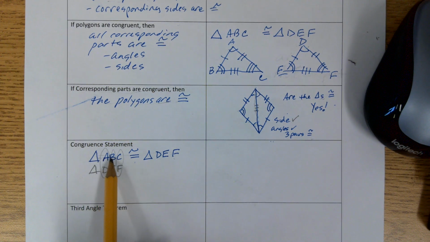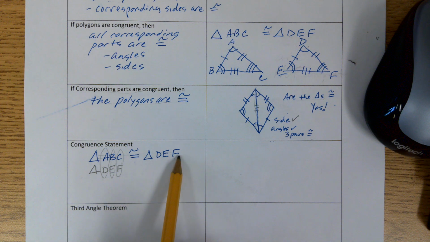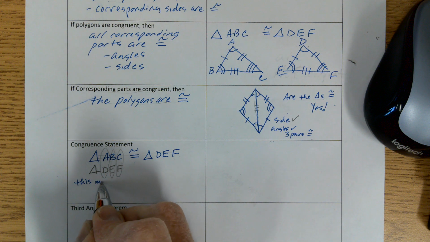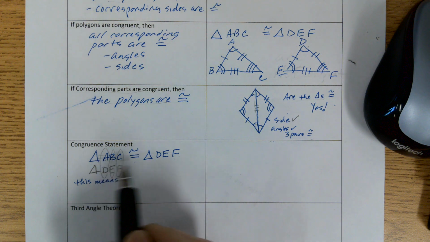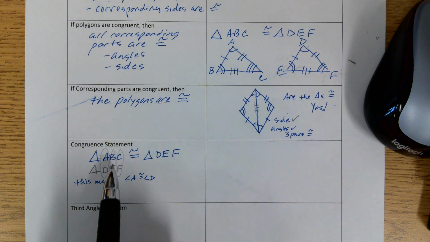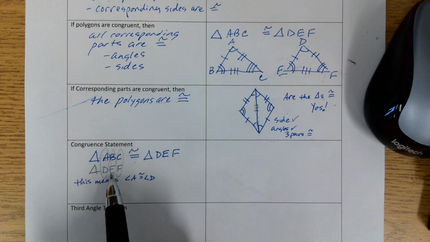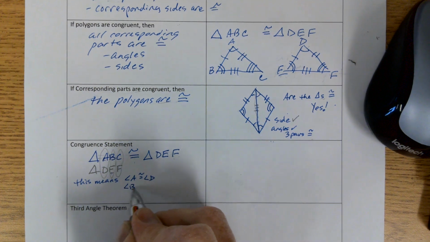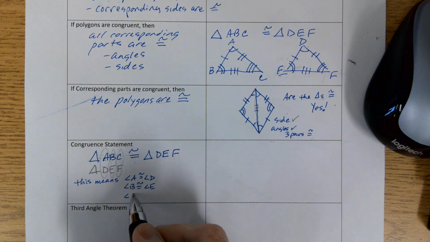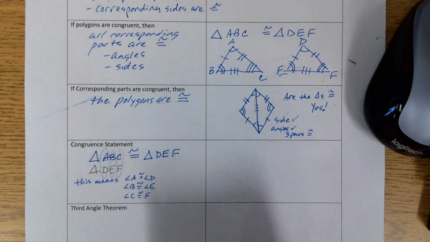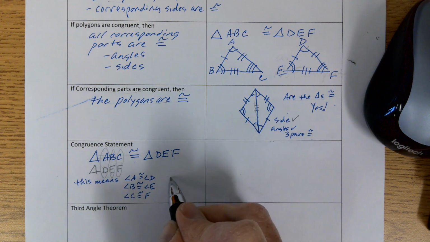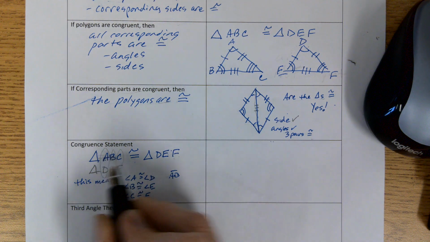Because it says triangle ABC is congruent to triangle DEF, this means angle A and angle D are congruent. It means angle B and angle E, how they match up, are congruent. And then angle C and angle F are congruent. It also means that side AB is congruent to side DE. So I'm taking the first two letters.